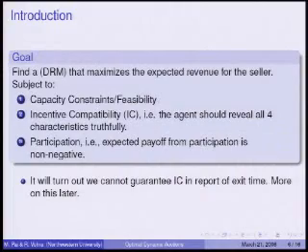The revelation lemma, or the revelation principle, which is well known, basically says that in most settings we can restrict our attention to these mechanisms without any loss of generality. So if you can find any other mechanism that implements something, you can find a direct revelation mechanism that implements it. So we'll just restrict our attention to these.